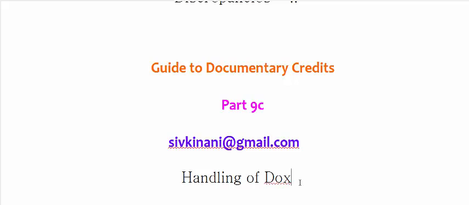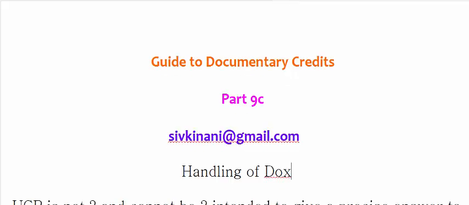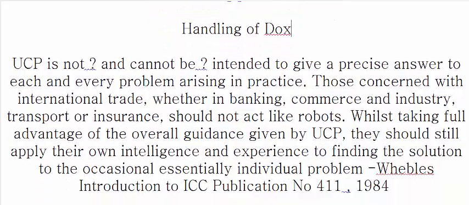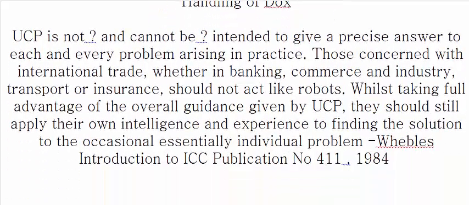In this session, we shall have a quick look at handling of the documents and handling of discrepancies. A very important paragraph given in the introduction to ICC publication number 411, when in 1984 two UCPs were compared by Webels, is that UCP is not and cannot be intended to give a precise answer to each and every problem arising in the day-to-day practice of documentary credits.